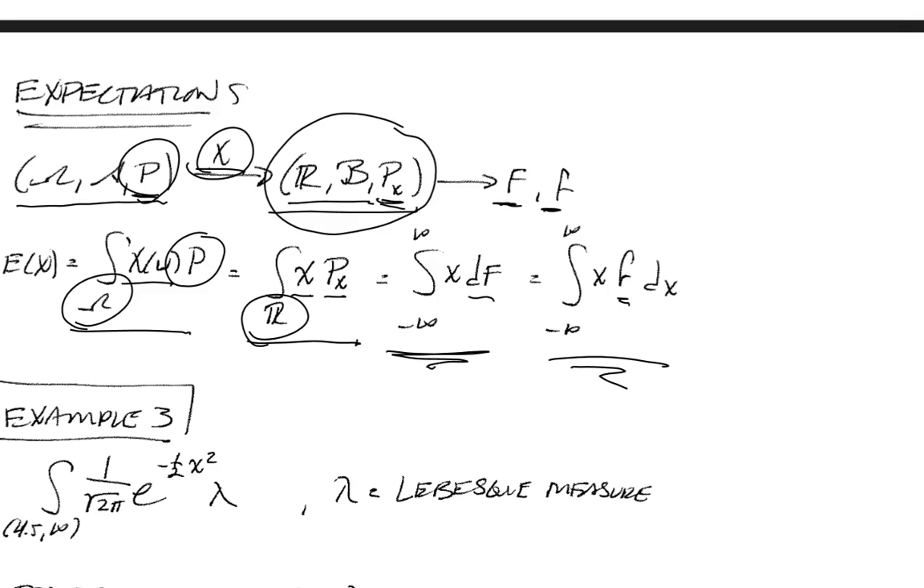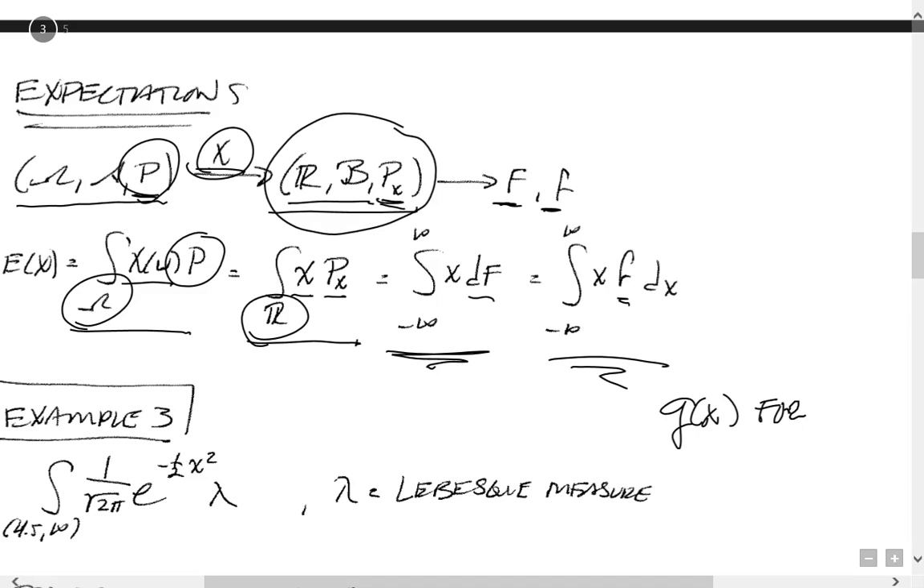Now here it was just the expected value of x. We can substitute in essentially any g of x for x, and that would give us the expected value of that function of x. So it's fairly general.